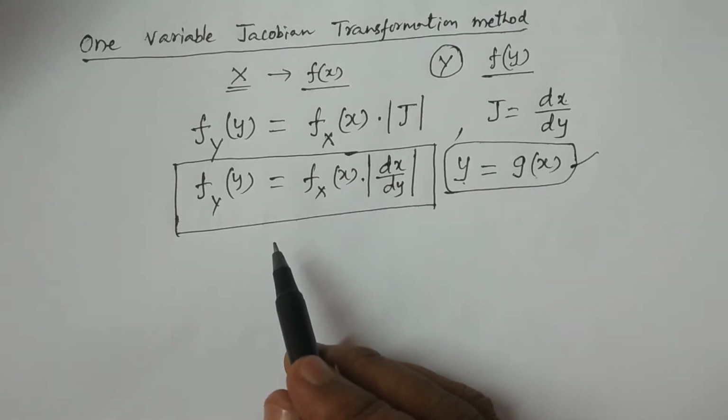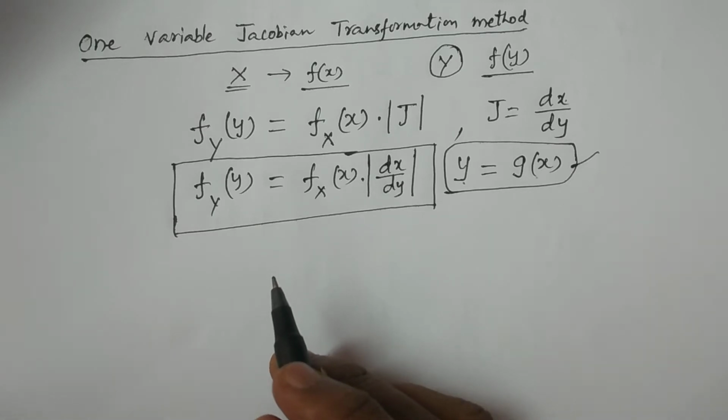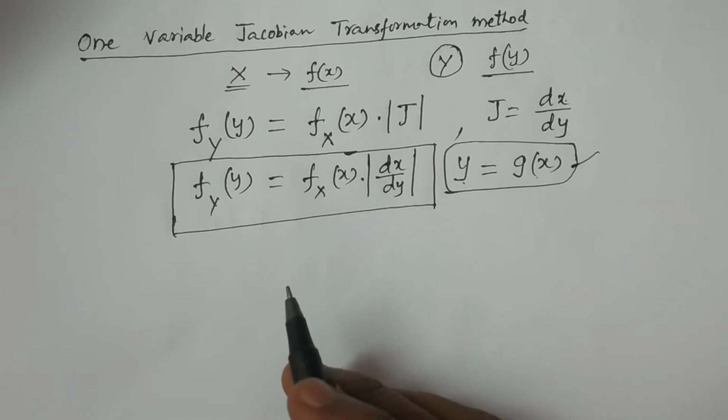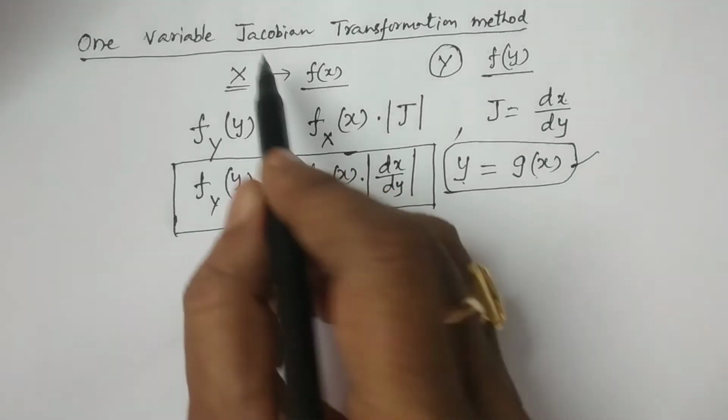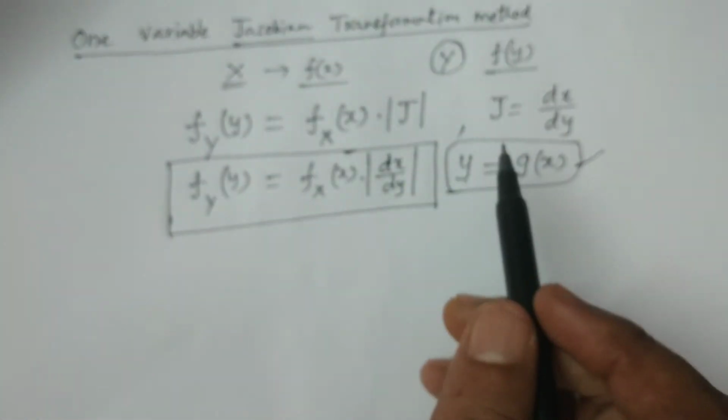If x and y are related, and y can be expressed as a function of x, then only can the probability density function of y be calculated, otherwise it cannot. So this is the procedure, the method of the one variable Jacobian transformation method. It is based on the Jacobian, therefore it is called the one variable Jacobian transformation method.